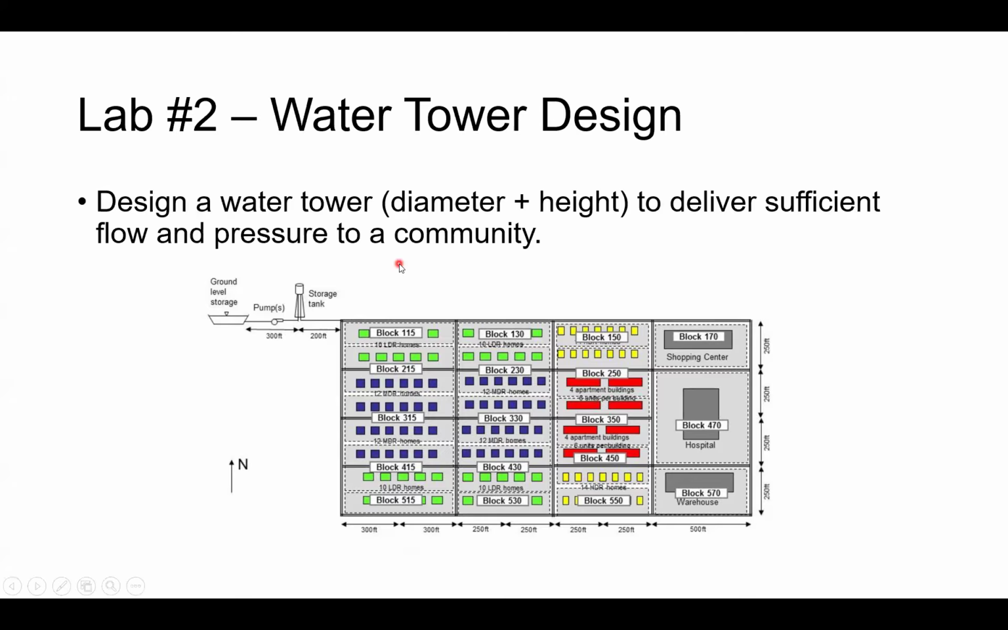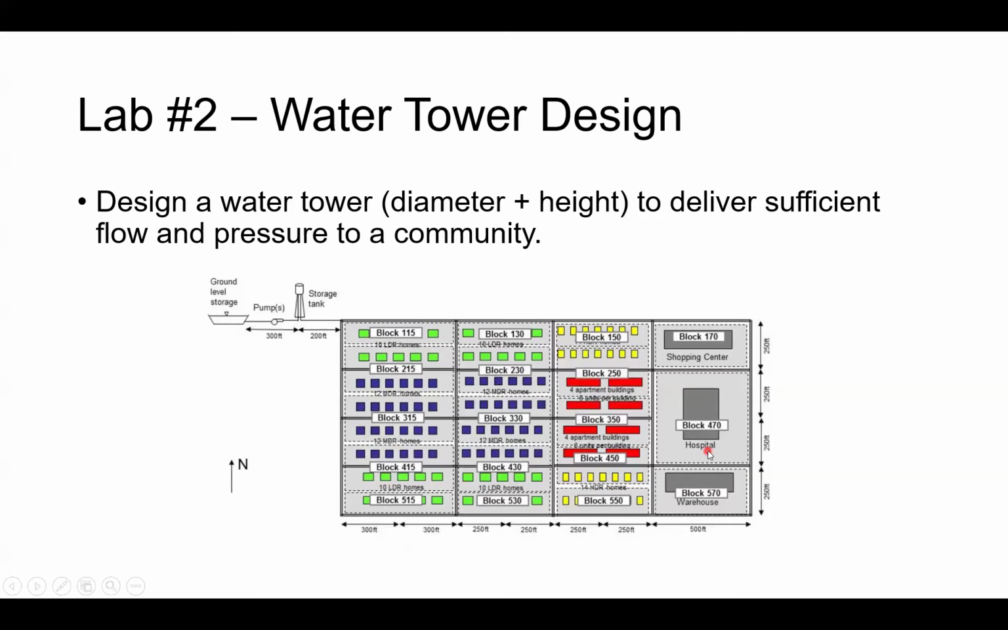We've got a storage tank that's basically a clear well or reservoir that's got treated water. Water's pumped out of that into the storage tank. And then the storage tank is what provides that consistent pressure and supply for the community over the course of a day or multiple days. So the community is composed of these blocks that have different kinds of homes. We've got low density residential, that's these LDR homes, medium density, and we've got apartments, high density residential, and then we've got commercial and industrial.